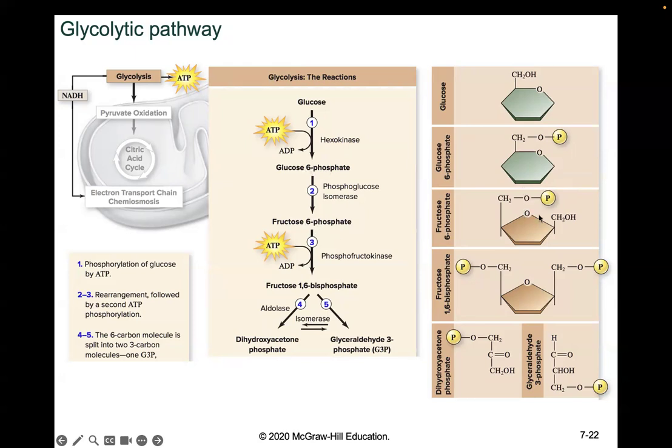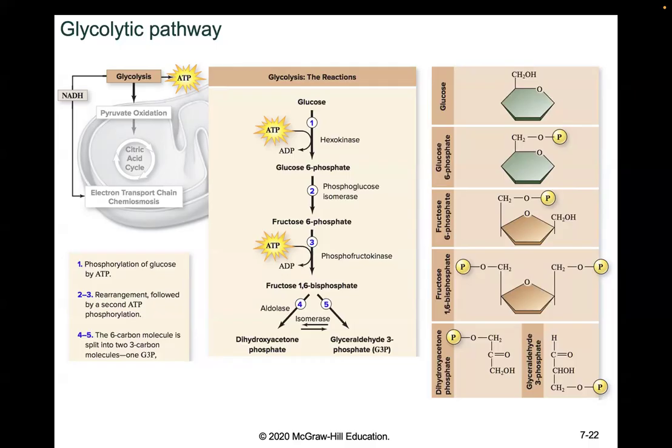What happens is you have an isomerization. What you're doing now is playing around with its functional groups. You're turning glucose 6 phosphate into a fructose 6 phosphate. You're just moving around the whole carbon skeleton. You're creating a different isomer. You're going to see this a lot with these reactions.